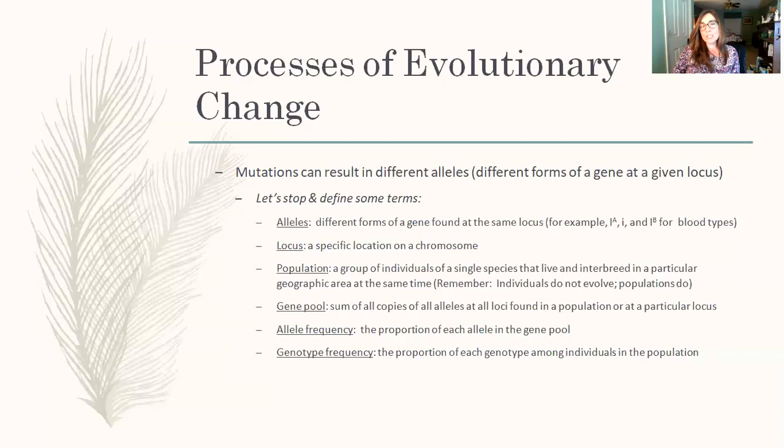A population is a group of individuals of a single species that live and breed in a particular geographic area at the same time. Populations are really important here, because the idea of evolution is the change in populations of organisms over time. When we're talking about grand scale evolution, we're talking about changes in populations over time. The gene pool is the sum of all the copies of all the alleles at a given locus found in a population.